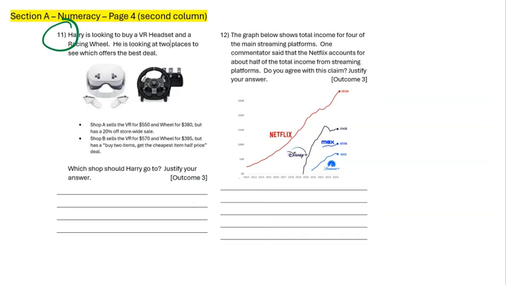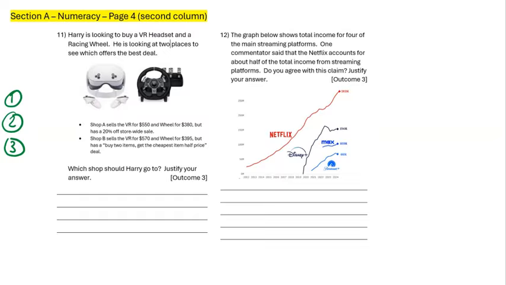Okay, we're on to question number 11, and this is again a learning outcome 3 question. So you need that 3-step process going on. So we've got 1, 2, and number 3. Harry's looking at buying a VR set and a racing wheel. He's looked at 2 places to see who offers the best deal. We've got information on the deals over here.